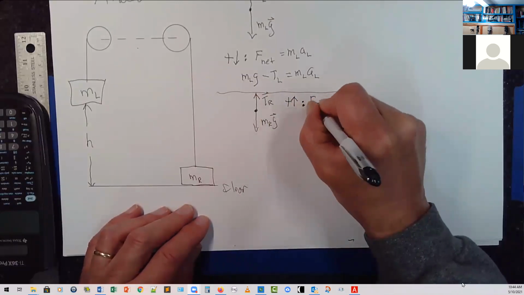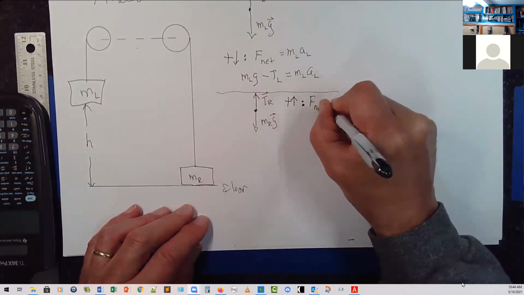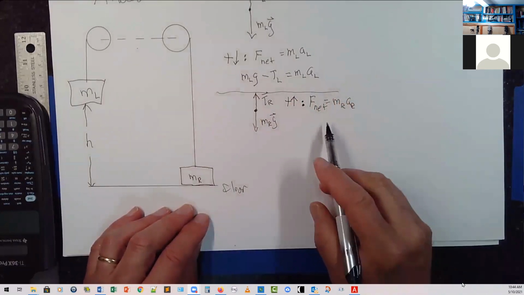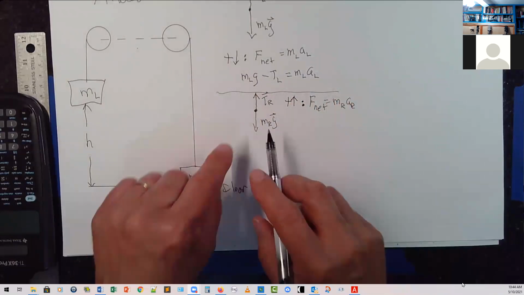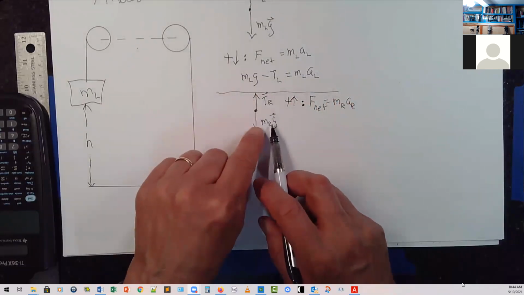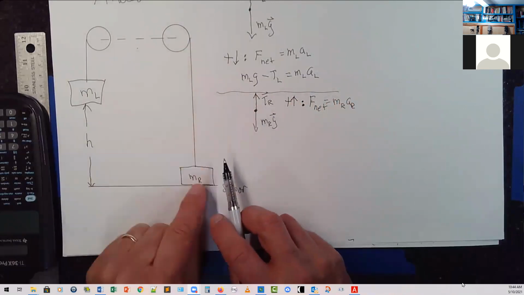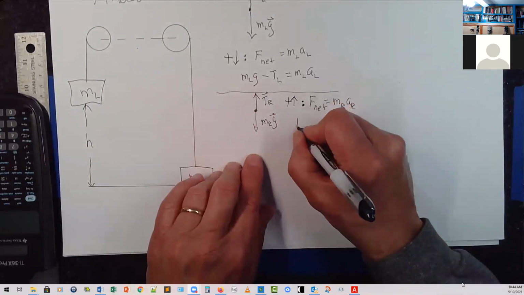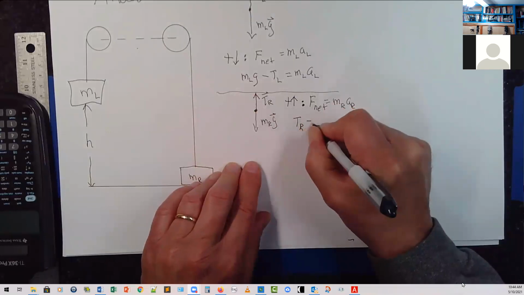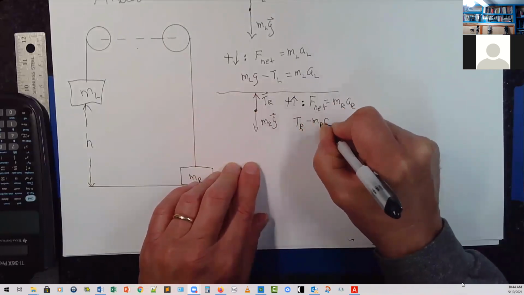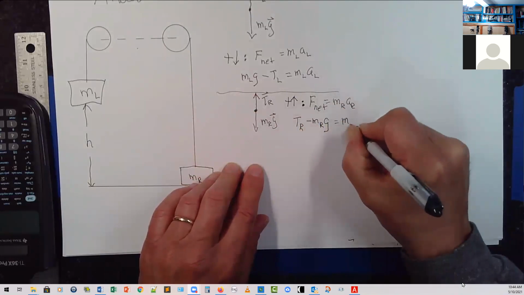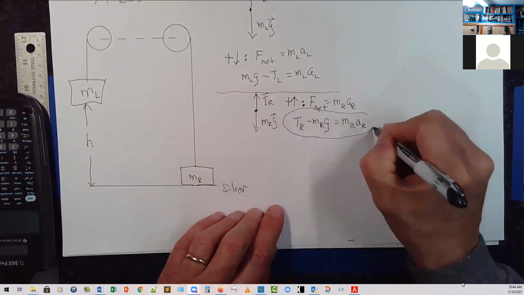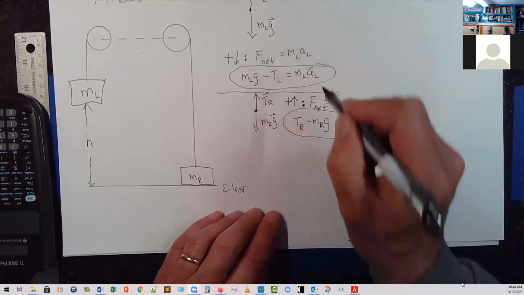And F net on it will equal m sub r a sub r. Now, what's the net force? Well, that's the upward force. Here's the downward force. Because it's accelerating upward, I know that T sub r is winning over the weight of it, and the net force will be T sub r minus m sub r g, and that'll equal m sub r a sub r. Okay, so I have two equations here that I want to deal with to figure out the acceleration.